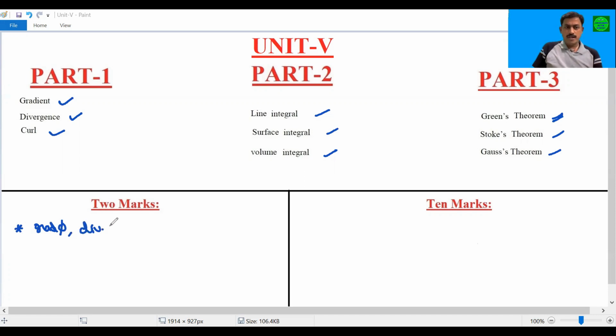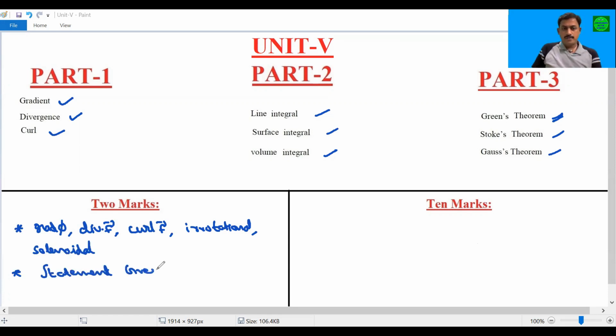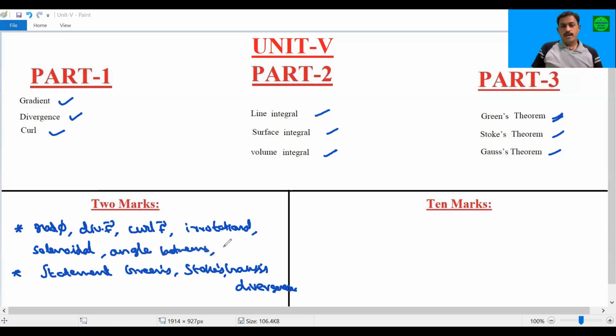Grad phi, div F vector or curl F vector they may ask, or they may ask irrotational, and sometimes they may ask solenoidal. They'll ask the statements of Green's, Stokes, Gauss's divergence theorem. The statements you must be thorough with, and we have to concentrate on the angle between the surfaces, as well as, a very important thing, the directional derivative, you have to concentrate.